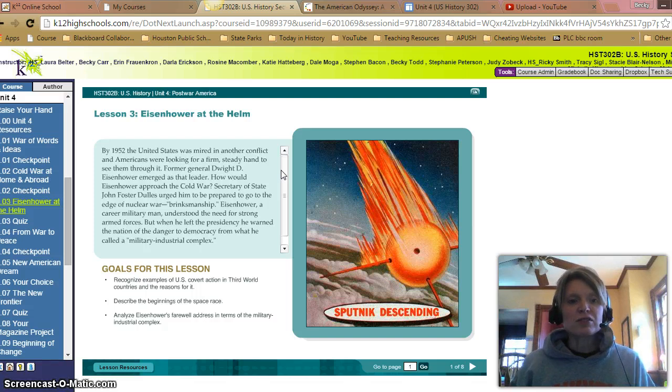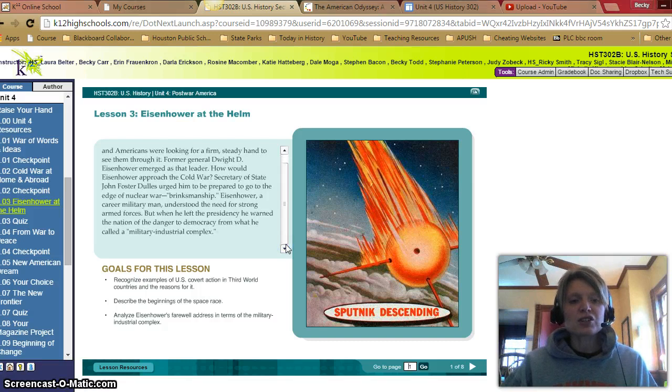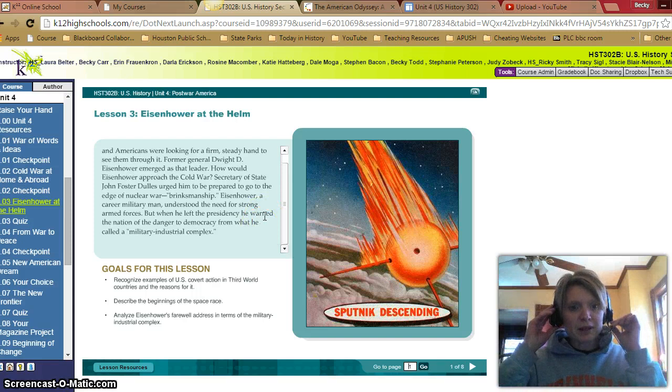Secretary of State John Foster Dulles urged him to be prepared to go to the edge of nuclear war, brinkmanship. Eisenhower, a career military man, understood the need for strong armed forces, but when he left the presidency, he warned the nation of the danger to democracy from what he called a military-industrial complex.